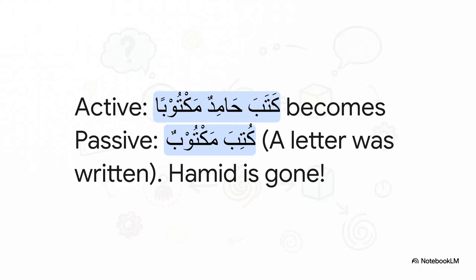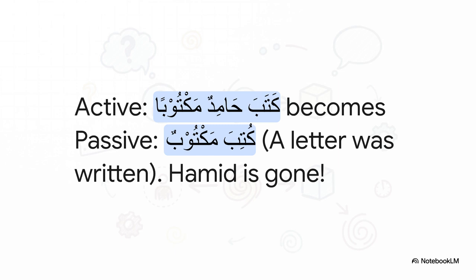And here it is, the transformation. Our original sentence becomes Kutaba maktuban, a letter was written. Now whoa, hold on. Notice two huge changes right away. First off, Hamid is just gone. He's vanished from the sentence. And second, the words themselves have changed. The verb went from kataba to kutaba, and the object shifted from maktuban to maktuban.